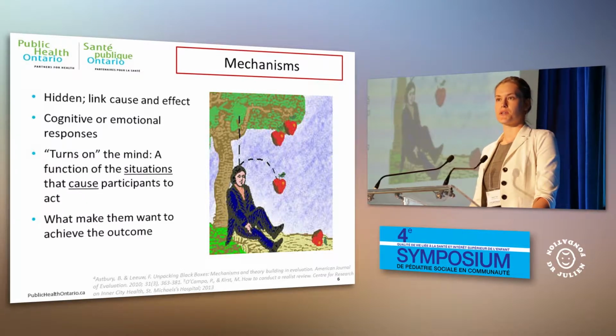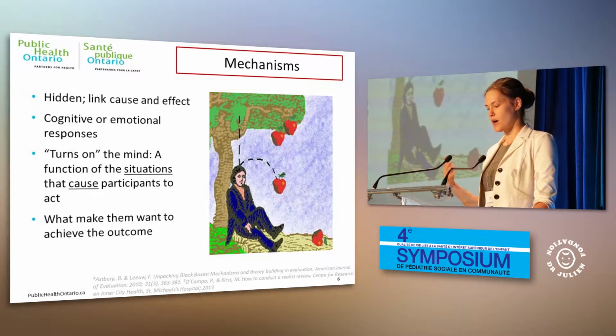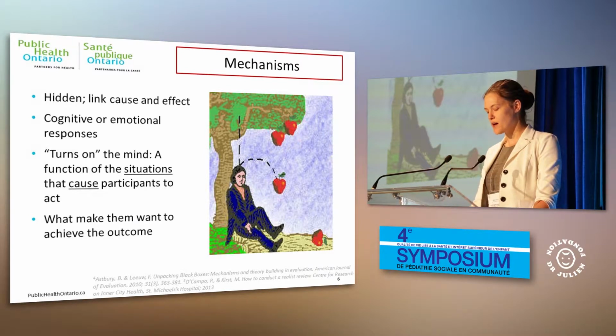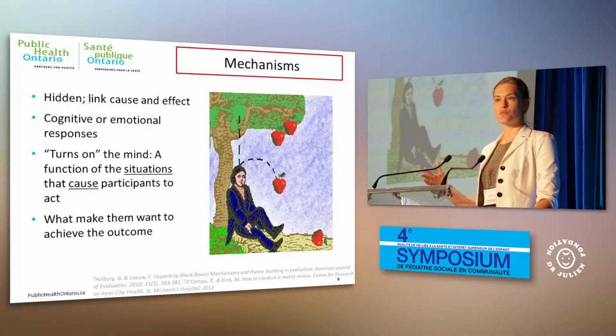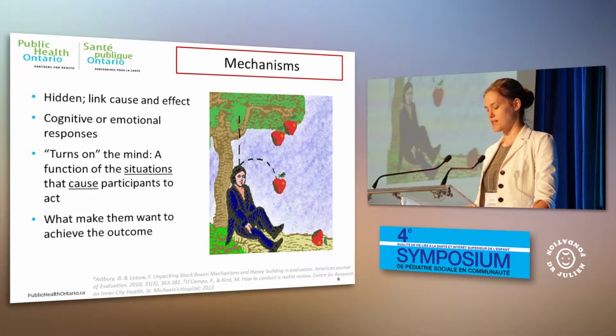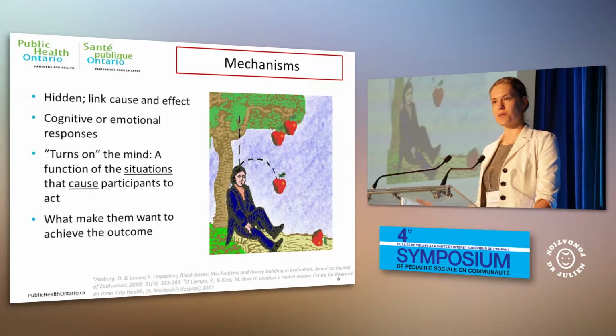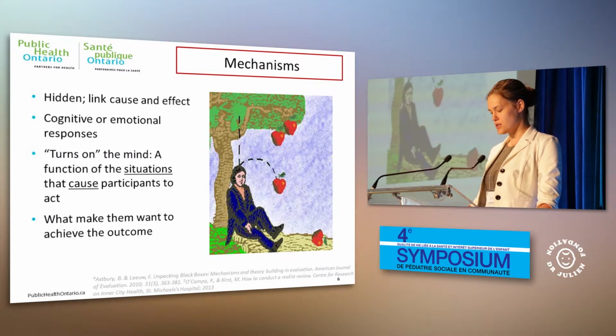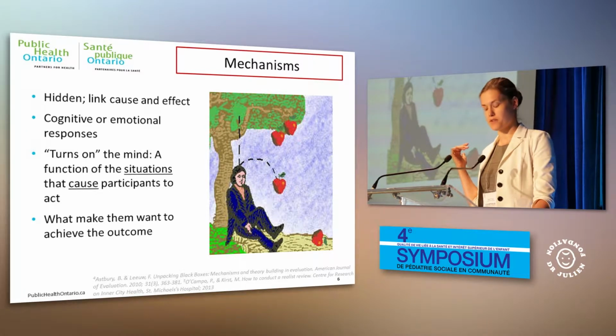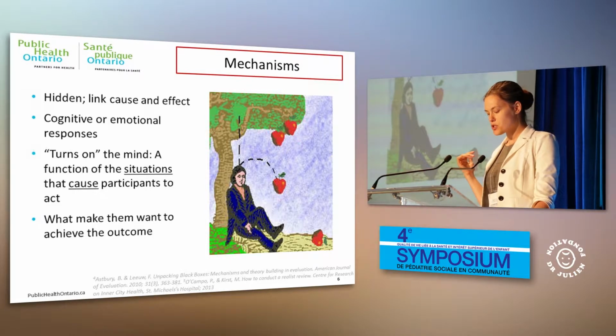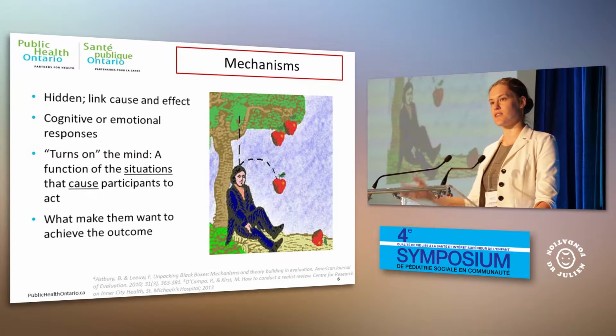And I just want to take a moment to explain a little bit more about mechanisms before I tell you the mechanisms that we found. So using the various realist analysis methods, which I won't go into, we identified mechanisms. Now, mechanisms are hidden. I really like the term that was used by an earlier speaker about making the invisible visible, because I think that's a lot of what the realist methodology is meant to do. Mechanisms are hidden and they link cause and effect. So like the apple falling from the tree. But that's a physical mechanism, the apple falling from the tree. Social mechanisms are a bit different. Social mechanisms are cognitive or emotional responses of the actor.